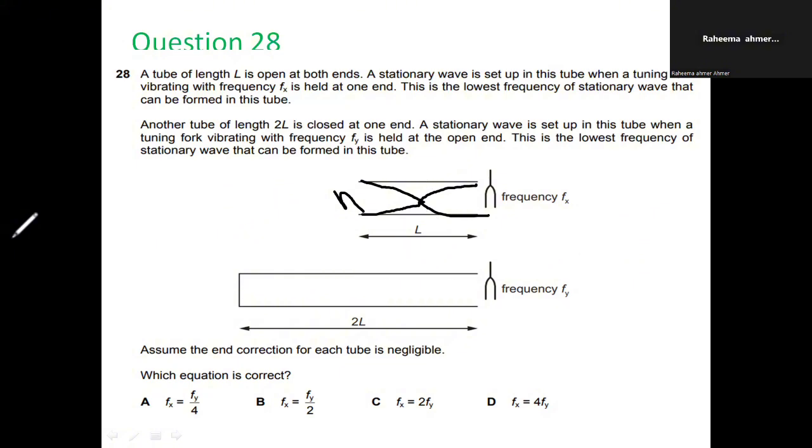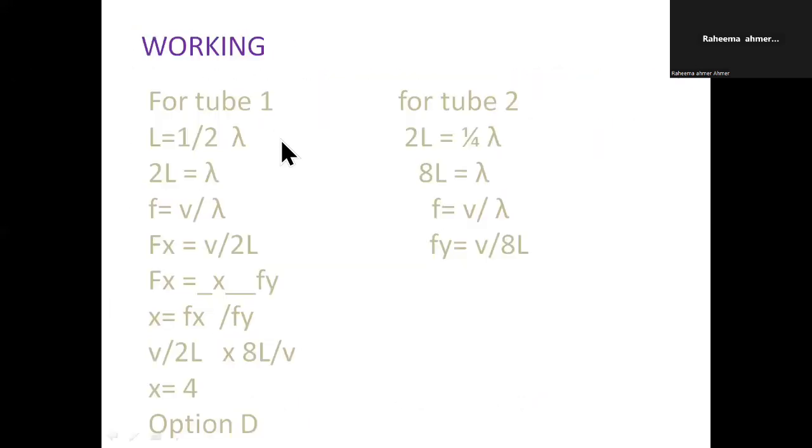I will show you how you will solve this question. So for tube 1, as I told you before, L is equal to 1/2 lambda, and for tube 2, 2L is equal to 1/4 lambda. So now to find lambda, you just shift the 2 here, so it becomes 2L is equal to lambda. Now remember, frequency is equal to speed, this V represents the speed, upon lambda.